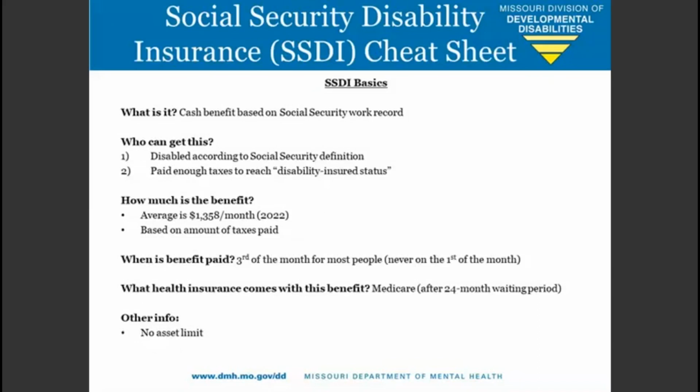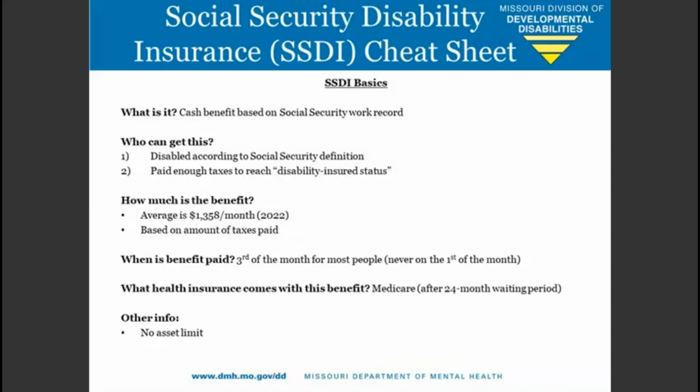Who is able to get this? You have to be disabled according to Social Security's definition, and you have to have paid enough taxes to reach disability insured status. And remember, we did talk earlier about how that could be a parent or a spouse in the case of a widower who has worked and earned that status. So somebody has to have earned the disability insured status.